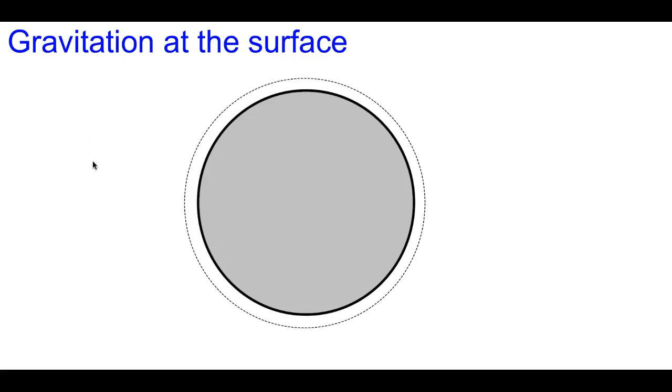In this tutorial, we're going to talk about gravitation at the surface of the Earth. Most of you would be familiar with Newton's law of gravitation, which he described in his masterpiece, Principia. The force of gravity is equal to G, the gravitational constant found by Cavendish, times m1, m2 over the separating distance squared.